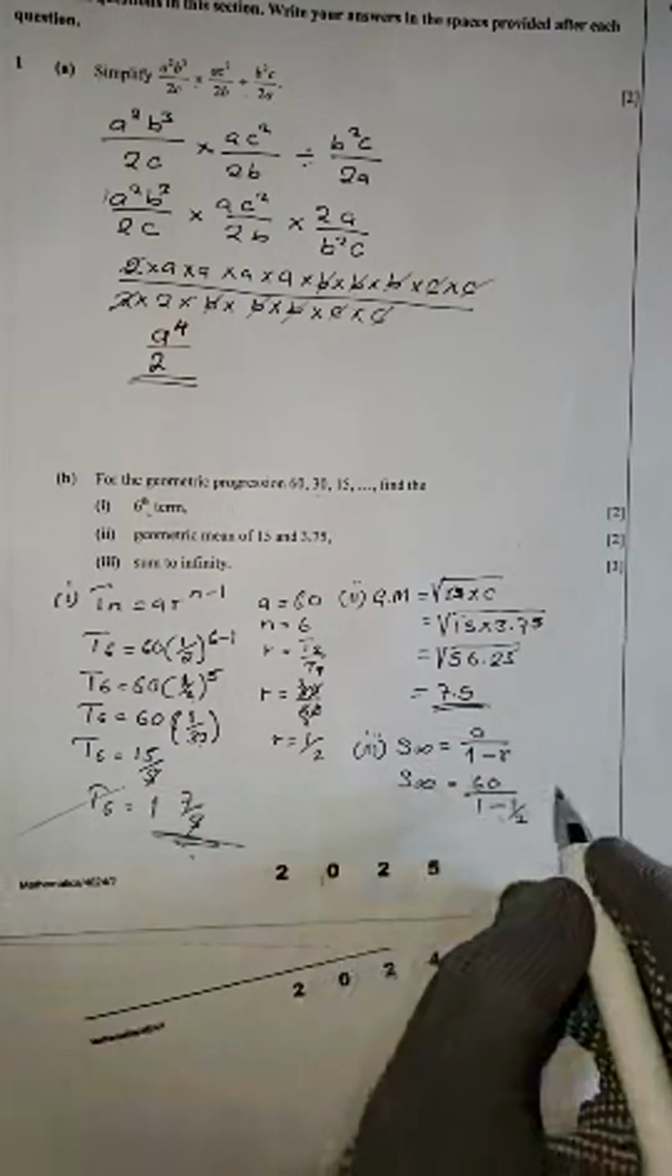All right, so this is giving me 60 over 1 over 2. When you have such a number here, you know that you're supposed to use a calculator, but let's solve this one without using a calculator. When you're dividing by a fraction, multiply the numerator and the denominator by the denominator of this fraction, which is 1 over 2.